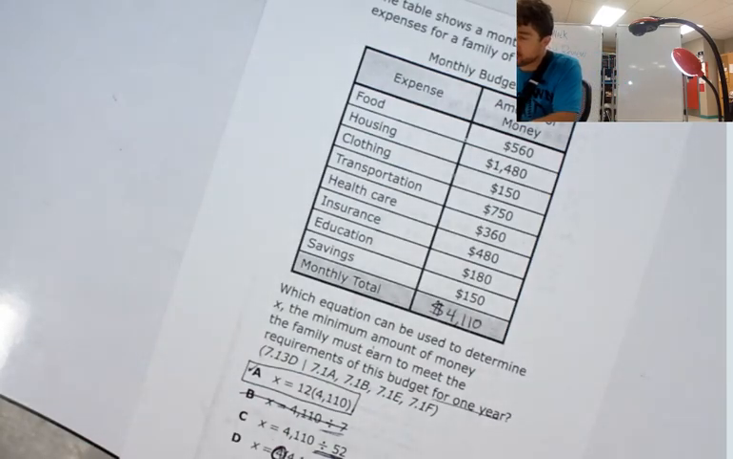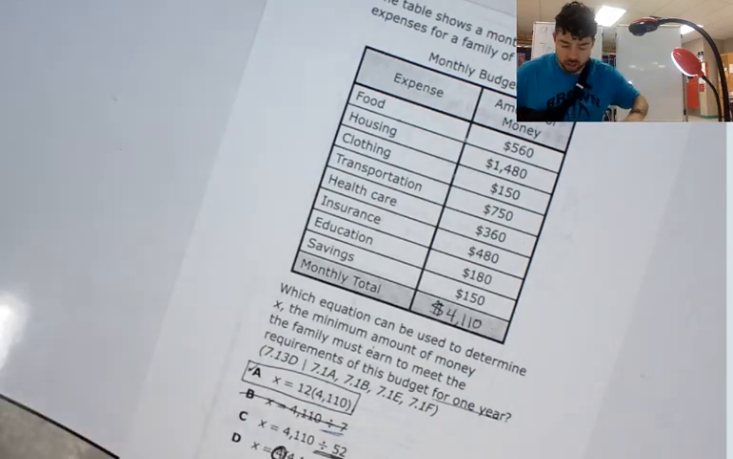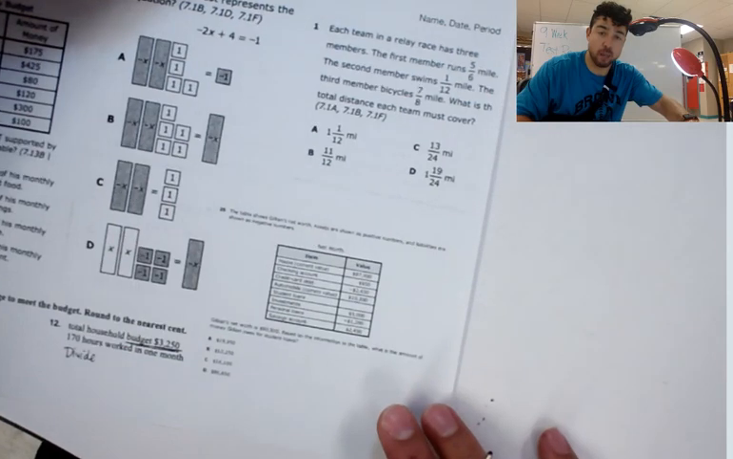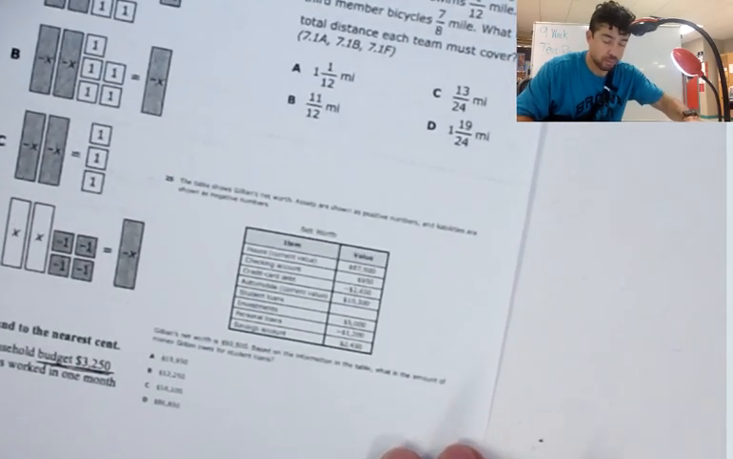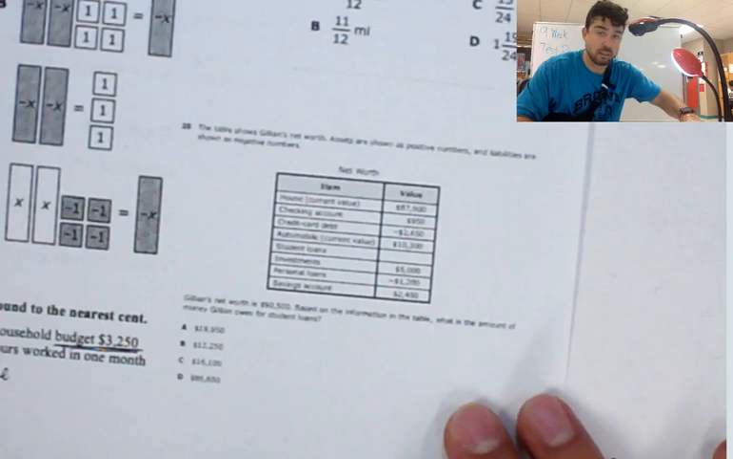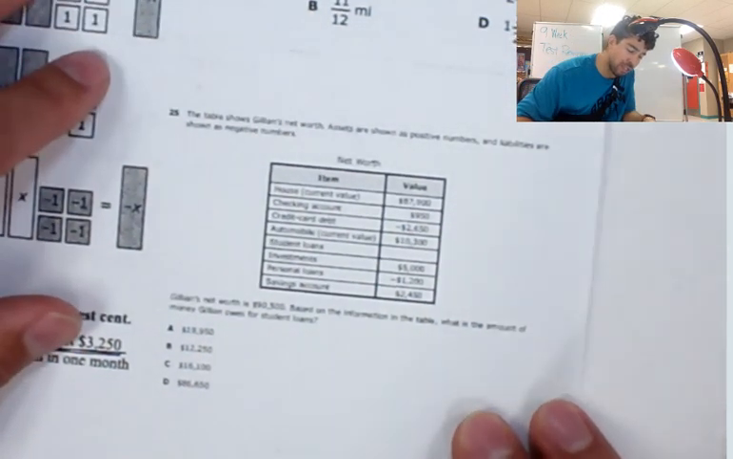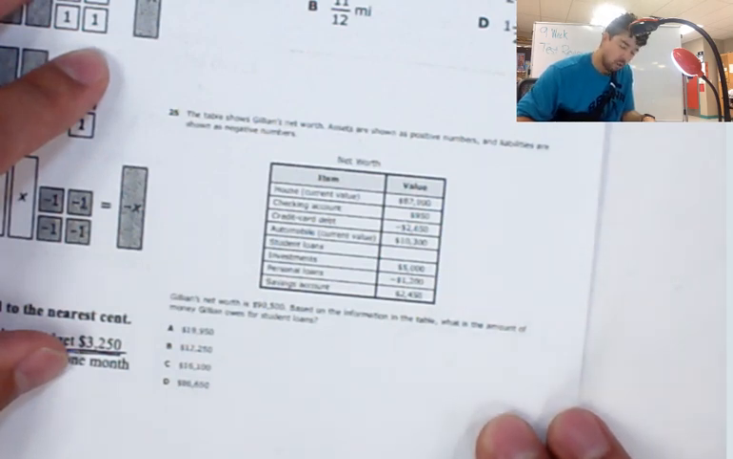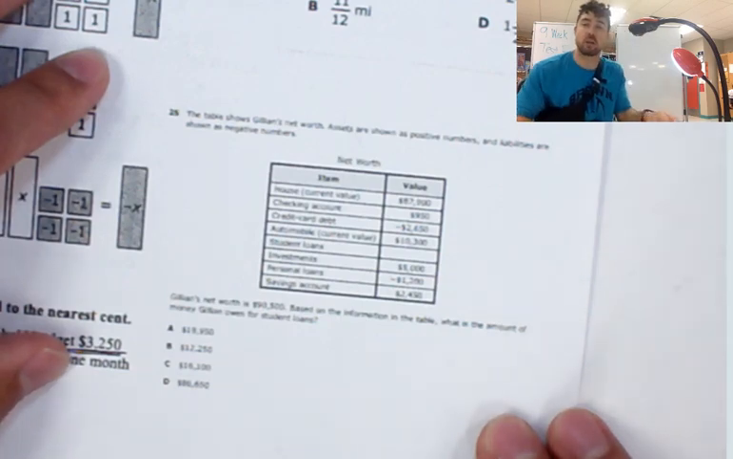Now, there's one I didn't get to go over, but I want to tell you how you're going to do it when you see it on the test. It is number 25. Find number 25 quickly, because you're going to see a problem just like this. We have 1 minute left. Now it says the table shows Gillian's net worth. Assets are shown as positive numbers, and liabilities are shown as negative numbers. Gillian's net worth is $90,500 based on the info in the table. What is the amount Gillian owes for student loans?